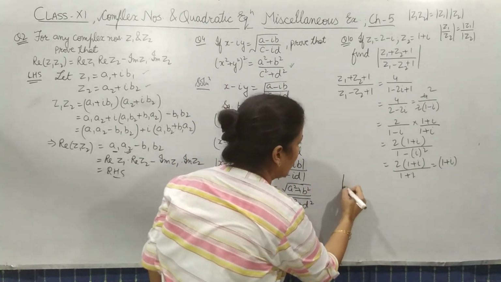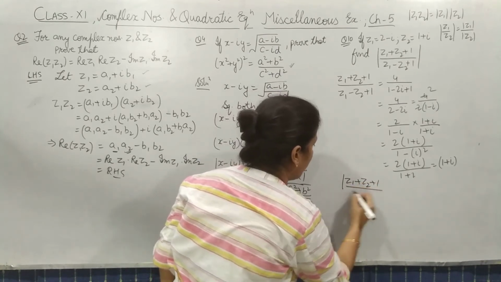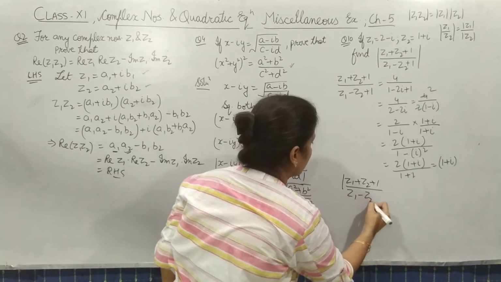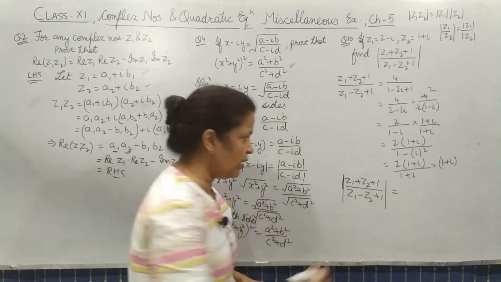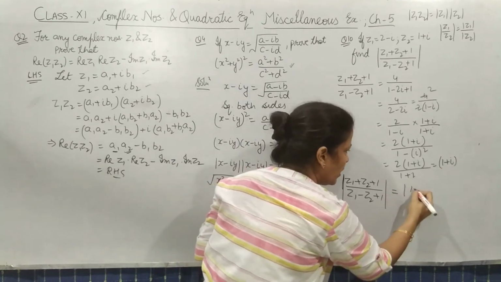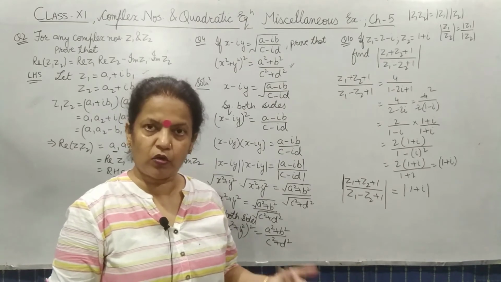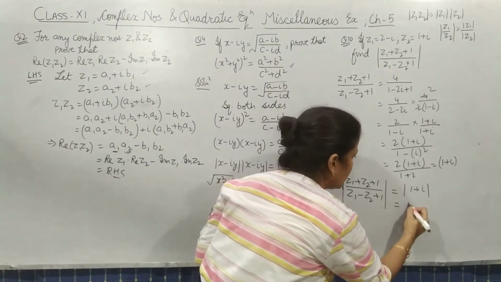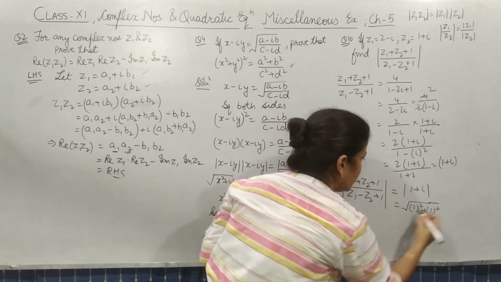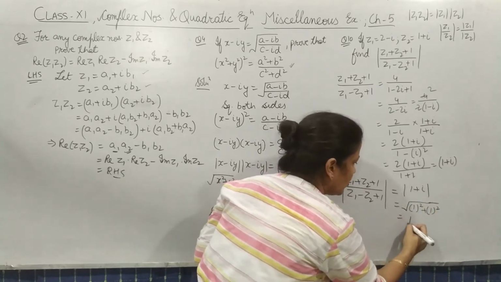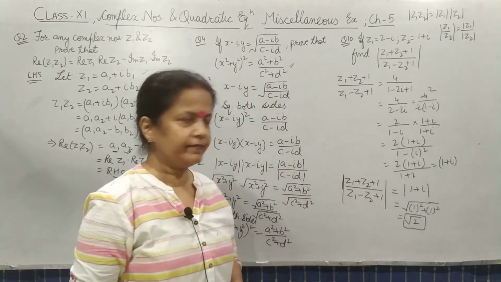Now you will find its modulus, z1 plus z2 plus 1 upon z1 minus z2 plus 1. So what should be its answer? The modulus of this, 1 plus iota. And how will you find the modulus? Root of a square plus b square, means root of 1 square plus 1 square, that is root of 2. So this is the answer.